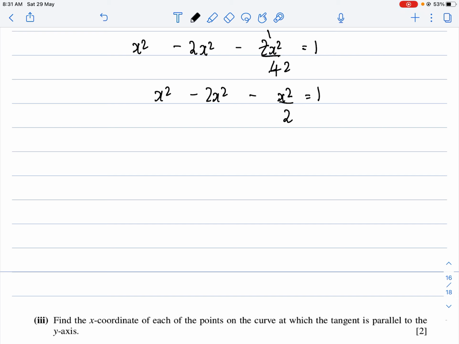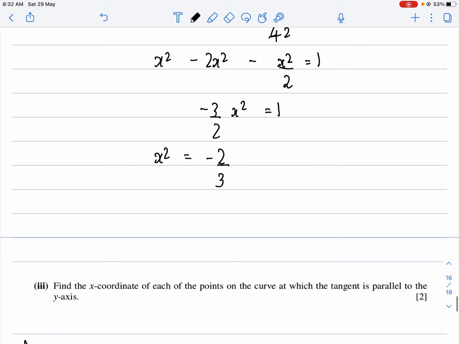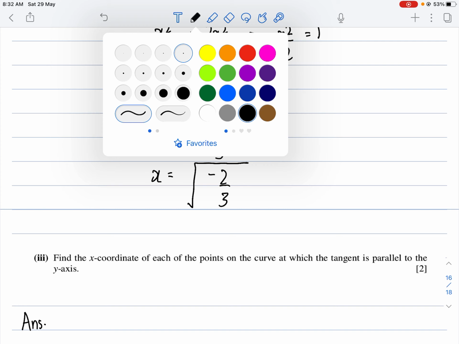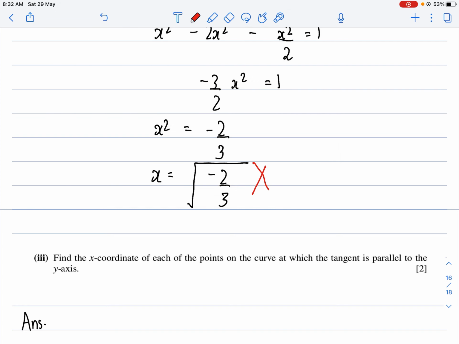So now I can simply solve this on the calculator. I can do 1 minus 2 minus half. When I solve this, I get minus 3 by 2 x square equals 1, which I can write as x square equals minus 2 by 3. Now, x equals the square root of minus 2 by 3, which is not possible, correct? A square root of a negative is not possible.